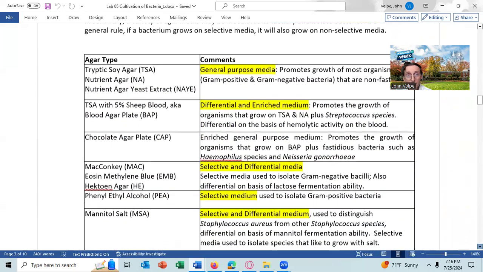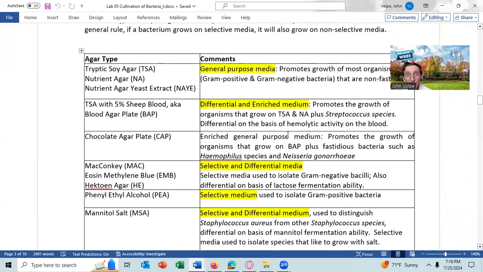So this table is showing you the different types of media: general purpose media, tryptic soy agar, nutrient agar with yeast extracts, differential and enriched media. There's only one differential enriched media, and that's blood agar. The other enriched media is chocolate agar, which is CAP.